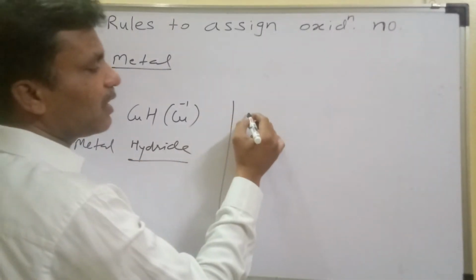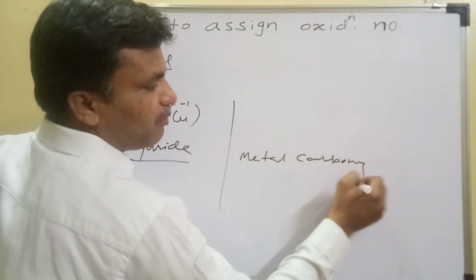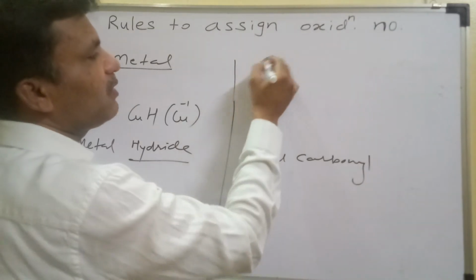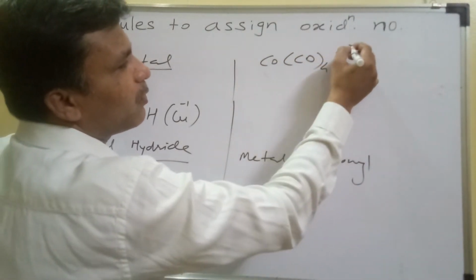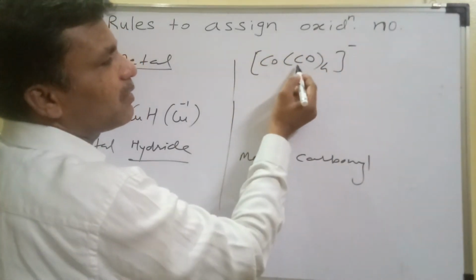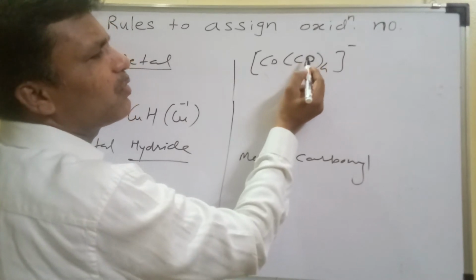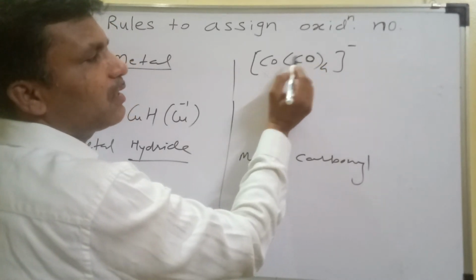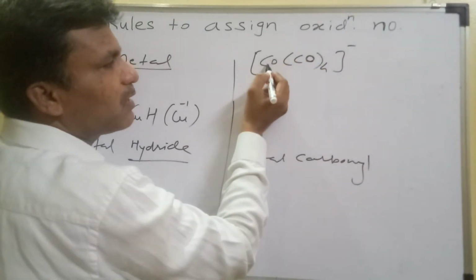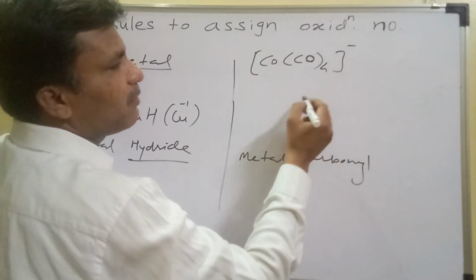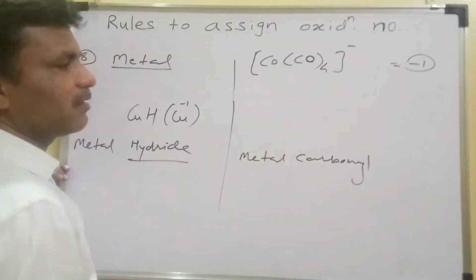Whereas in some metal carbonyl compounds, an example of this is Co(CO)4 minus, in which CO is a carbonyl group which is neutral, there is no charge on it. That means the charge on this complex is nothing but the charge on the cobalt. That means here this cobalt has a minus 1 oxidation state.